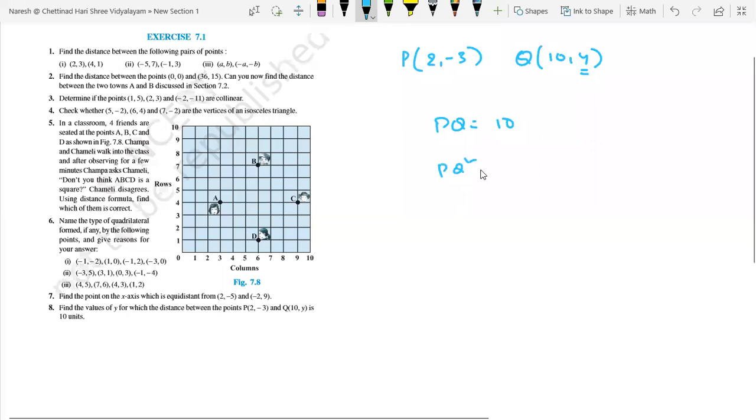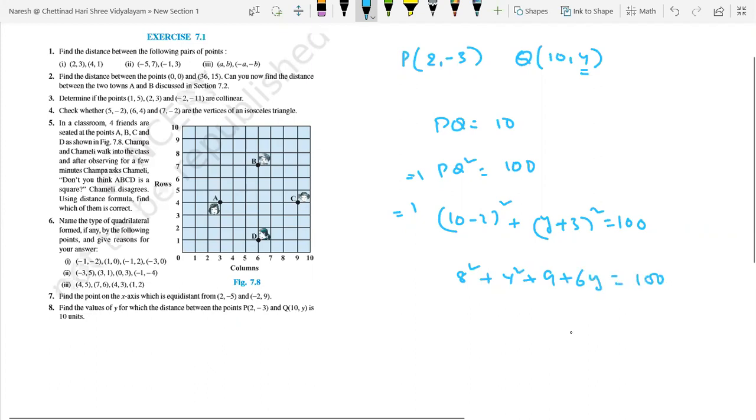From here, PQ square is equal to 10 square, 100. So using the distance formula, (10 minus 2) whole square plus (y minus of minus 3, y plus 3) whole square is equal to 100. So 8 square plus y square plus 9 plus 6y is equal to 100. So y square plus 6y plus 64 plus 9, that is 73, is equal to 100. So y square plus 6y minus 27 is equal to 0.